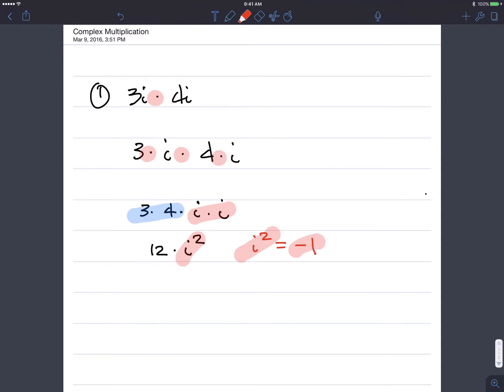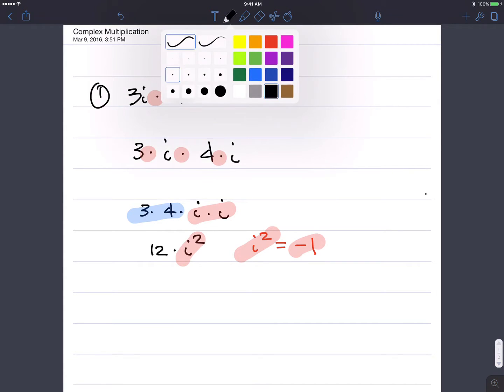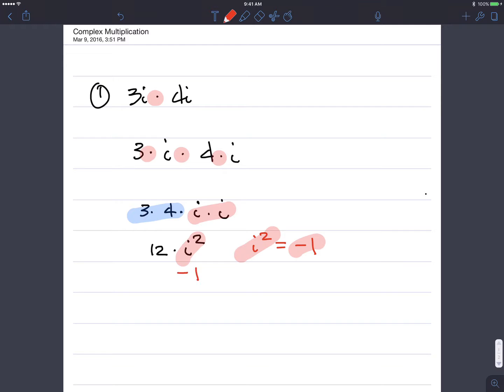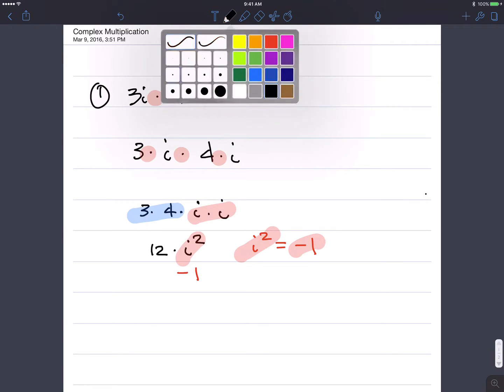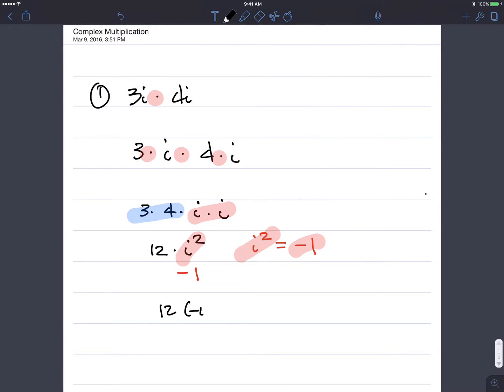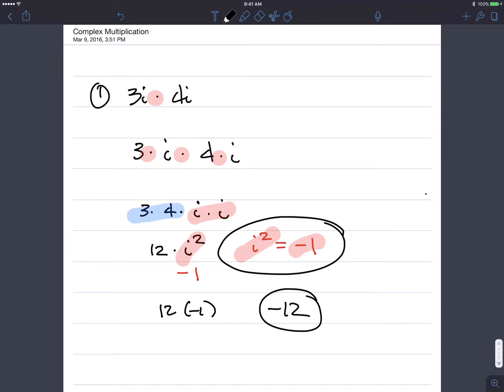This is what was based in the class. We talked about this. And so this number here of i squared is -1. And so we really have 12 times -1, which is actually -12. So we're going to use the fact that i squared is the value -1.